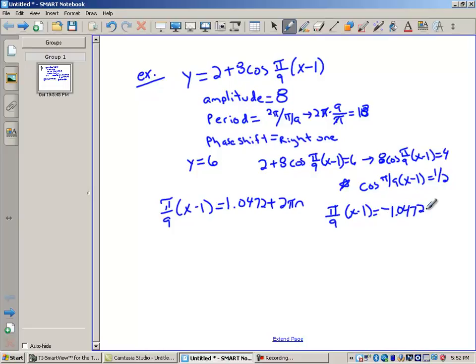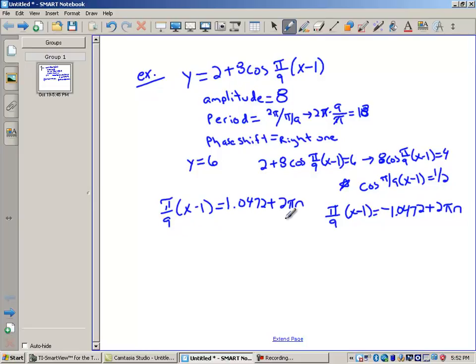Remember, with arc cosine, one equation is what the calculator tells you plus 2 pi n. The other equation comes from the negative of that. If this were a sine example, the first equation is what the calculator tells you plus 2 pi n, and the second equation is pi minus what the calculator tells you plus 2 pi n. So let's finish this up.